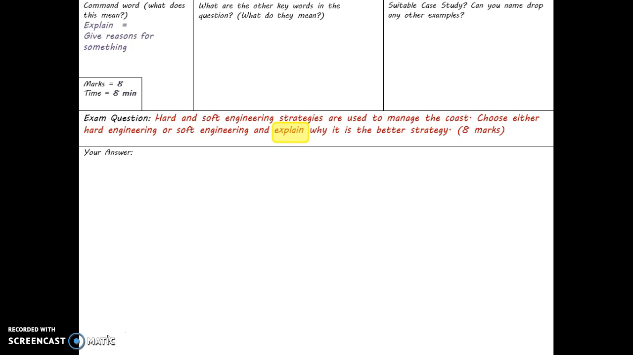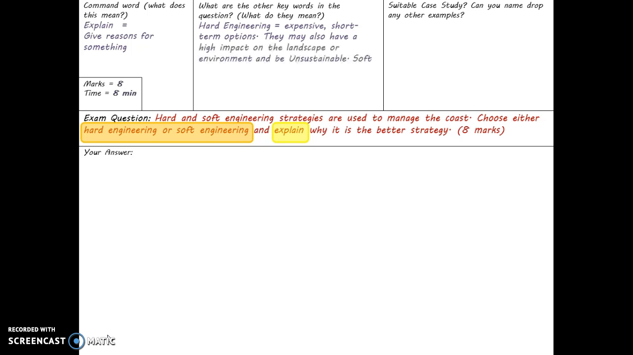The next thing we need to do is to identify what other keywords there are in the question and see what they mean. So the key geography terms in this question are hard engineering and soft engineering. So hard engineering is expensive, short-term options. They may also have a high impact on the landscape or the environment, and they may be unsustainable. Soft engineering is often less expensive. They're usually more long-term and sustainable with less impact on the environment.